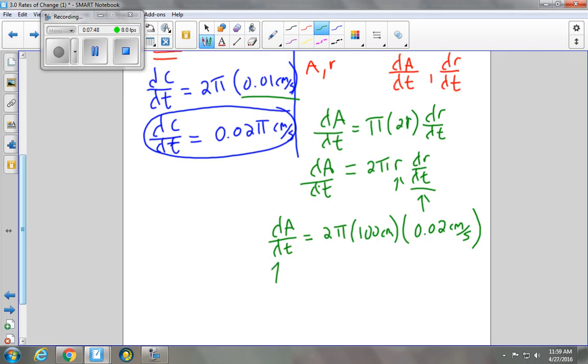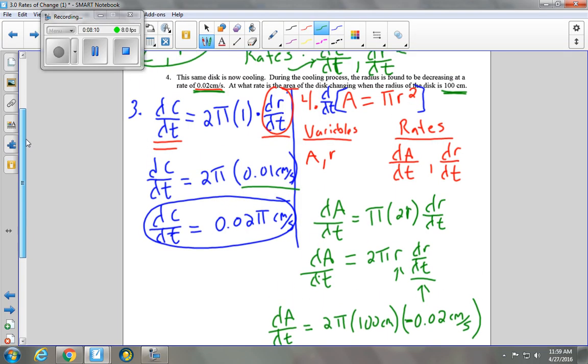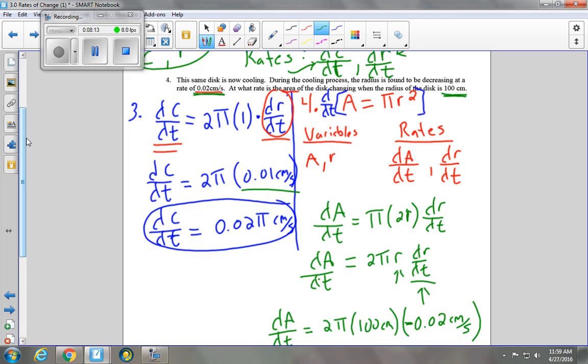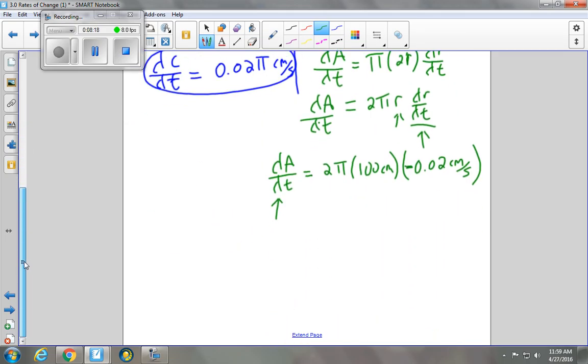Could this rate, the rate at which the radius is changing, be increasing or decreasing? It has to be decreasing. How would we show that mathematically? Negative 2 pi. Negative, right? The negative comes from our question, which said the rate at which the radius is decreasing is 0.02 centimeters a second. So decreasing means it has to be negative, and our answer is going to be negative as well, meaning that it's decreasing.